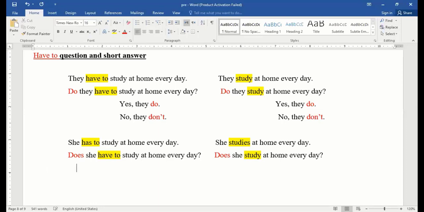Okay, what about the answer now? If I answer here, I say, yes, she does. No, she doesn't. Again here. What about the other? For example, we have yes, does. Yes, she does. The same way we do it here. Yes, she does. And the negative? No, she doesn't.